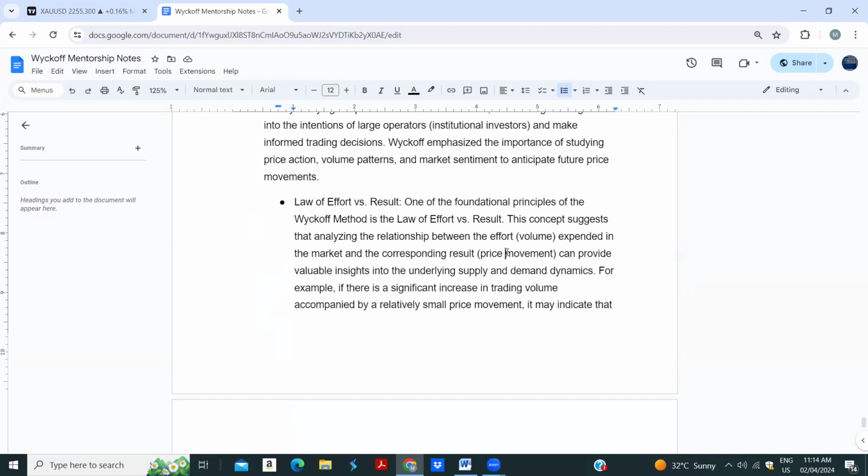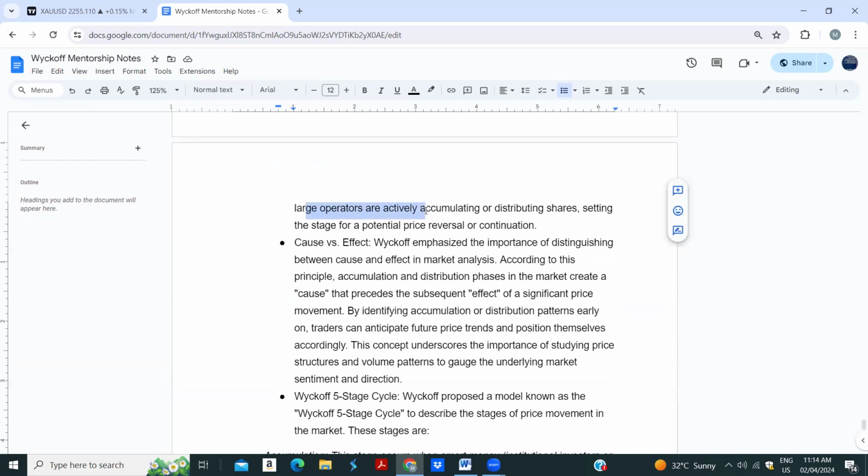So if we study the relationship between price and volume, we can understand the supply and demand dynamics of the financial markets. For example, if there is a significant increase in trading volume accompanied by a relatively small price movement, it may indicate that large operators are actively accumulating or distributing shares, setting the stage for potential price reversals or continuation. So this is the law of effort versus result. I'm gonna explain it further.